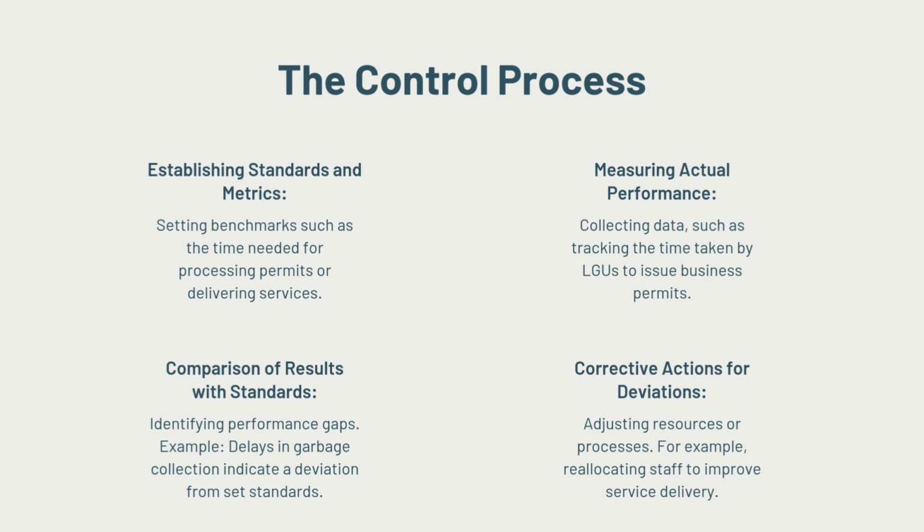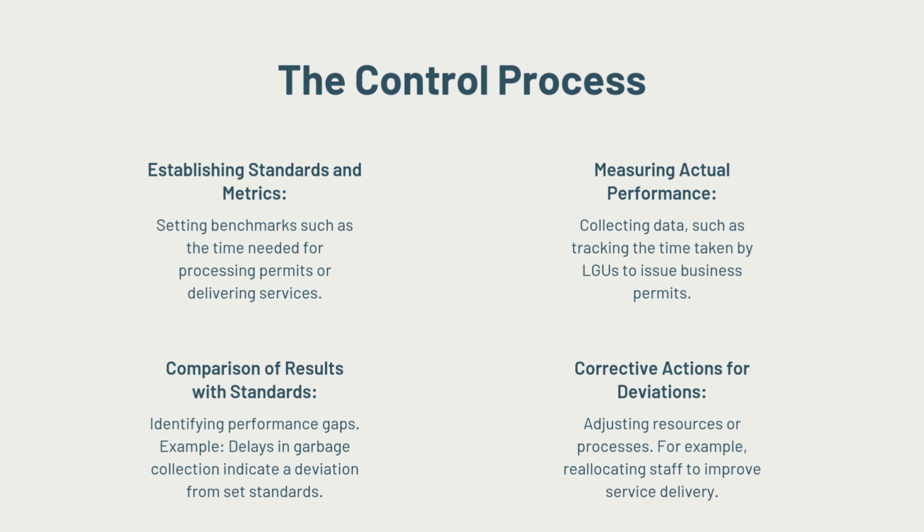After measuring performance, we compare now the results with the standards we have set earlier. If only 600 units have been built instead of 1,000, there's a clear gap of 400 housing units. This comparison helps identify where our performance is lacking.